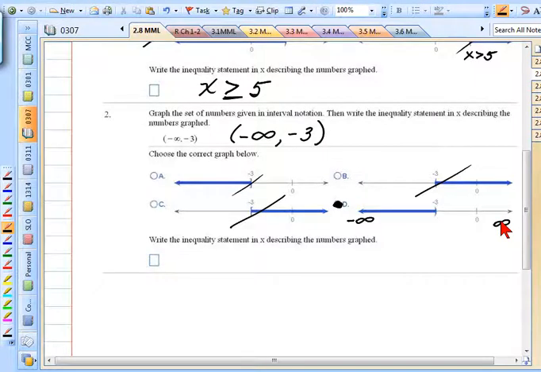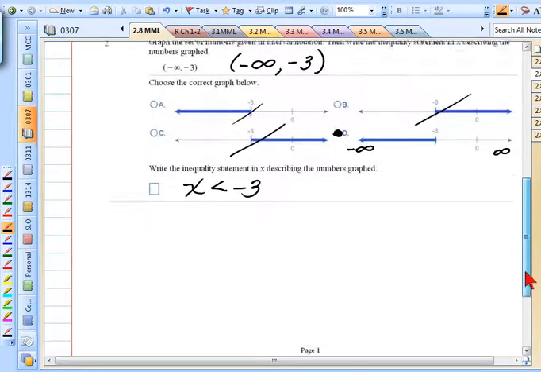The last thing it says to do is write an inequality statement. If it's going to the left, by the way, I always start with X. If it's going to the left, is it a less than or a greater than? It's a less than. Does it have equal with it? No, because it didn't have a bracket, and you just put in the number negative 3. Less than to the left, greater than to the right. Let's look at a couple of others.